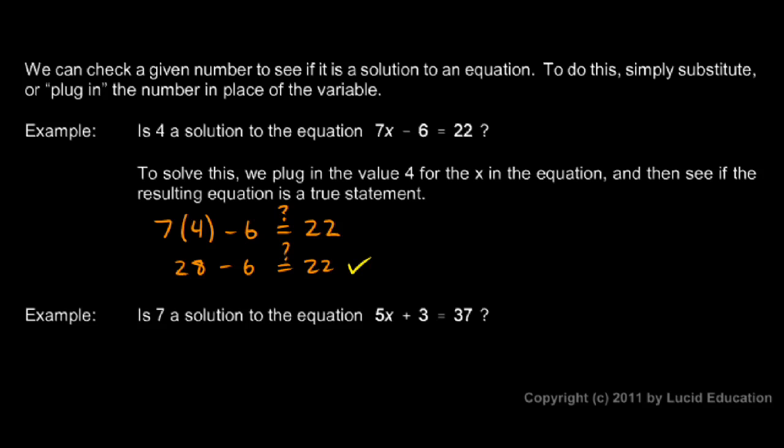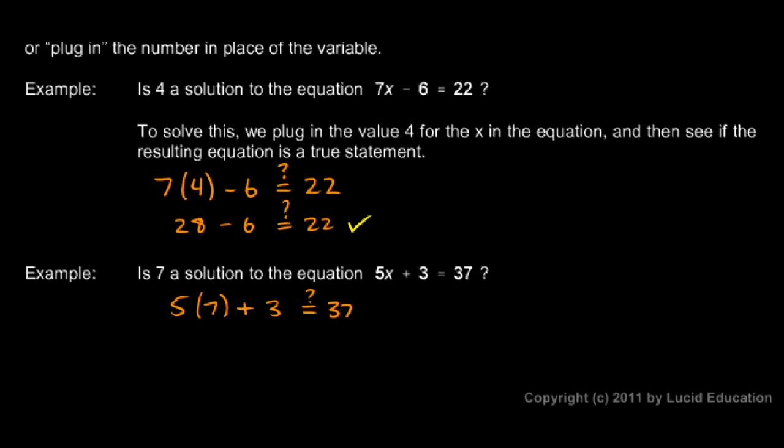Here's another example. Is 7 a solution to this equation? Well, let's rewrite the equation, but instead of the x, we'll substitute in the value 7. So we write 5 times 7 plus 3. Is that equal to 37? Well, let's do the math and figure it out. 5 times 7 is 35 plus 3.